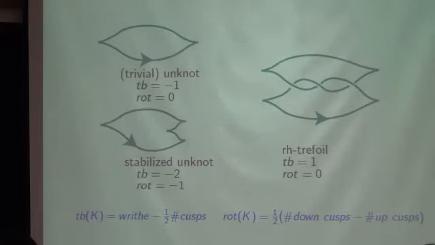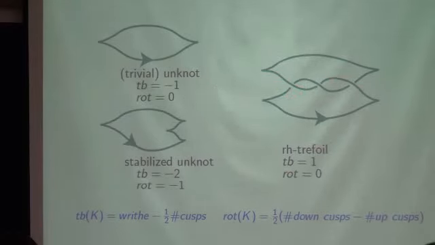Okay. So one last one. Let's just go through this so everyone feels comfortable with TB and rotation. If we look at the right-handed trefoil, this example here, then we look at the TB. This actually has writhe. You look at this, these all end up being like this. So these all end up being, they must be positive crossings.